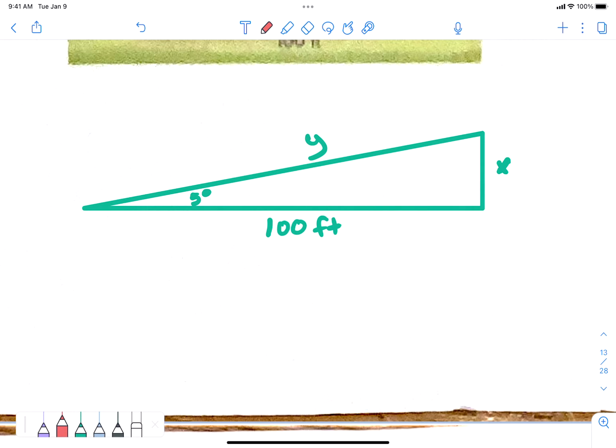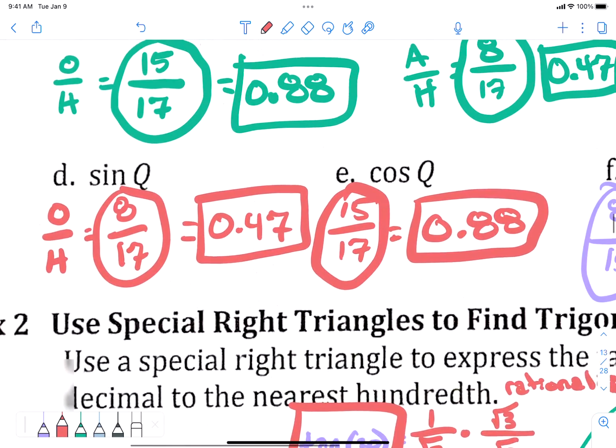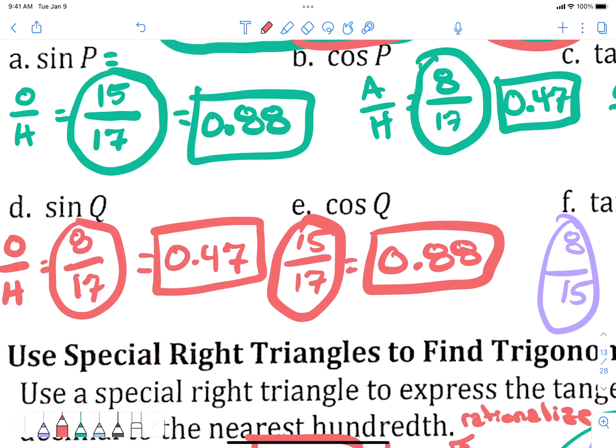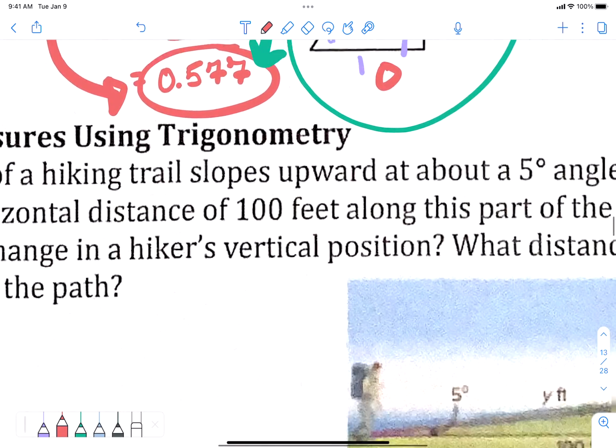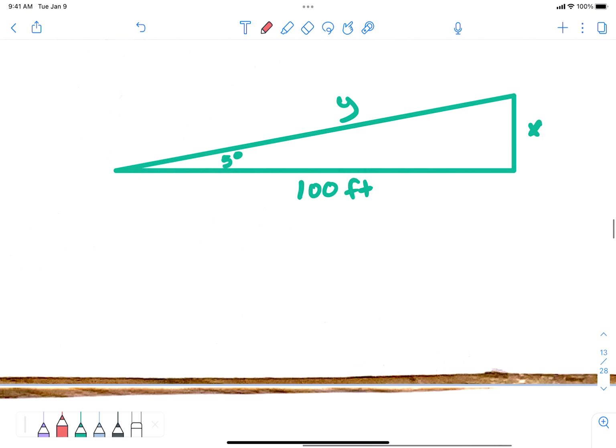Now, here's the deal. Up above here, we did sine, cosine, and tangent. We did all 3 of them. Here we get to choose. When we're solving for a side, we get to choose which one we're going to use, okay? But we don't just get to choose. We have to choose the correct one, right? Okay? So always look at the angle first.